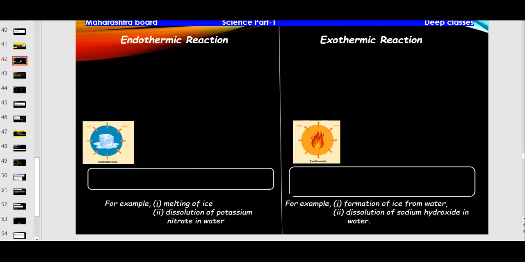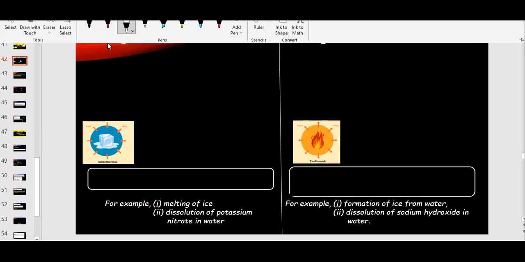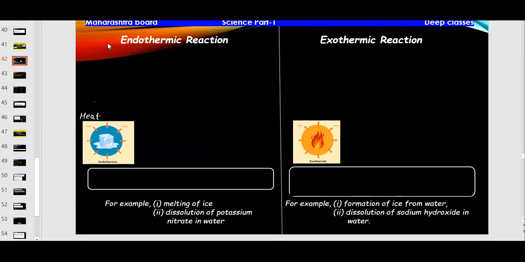Endothermic reaction means the heat is absorbed. In this reaction, the heat is absorbed. And here in exothermic reaction, heat is released. So if we want to describe it in terms of a statement, a reaction is called endothermic reaction when energy is absorbed during chemical reaction. The example is melting of ice or dissociation of potassium nitrate in water.